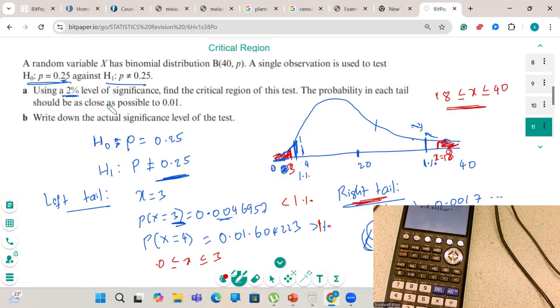Write down the actual significance level of the test. The second part, actual significance level. So actual significance level is you take the value when x equal to 3. This is the probability. This is the first probability closest to the 1%. In simple words, you take whatever value you got for x equal to 3, because it is the value in critical region. And then you take the second value, you add both of them.